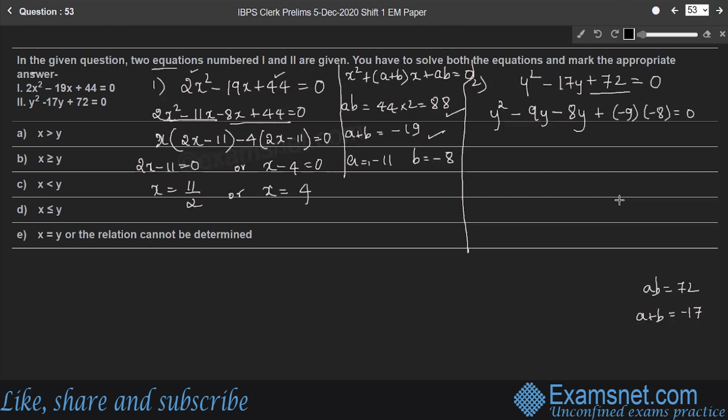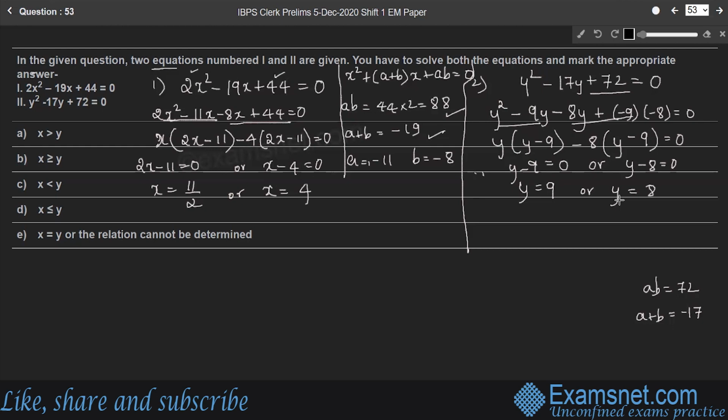Therefore, in the first two terms, y is common, so y into y minus 9. In the last two terms, minus 8 is common. So y minus 9 is equal to 0. Therefore, y minus 9 is equal to 0, or y minus 8 is equal to 0. Therefore, y is equal to 9, or y is equal to 8.